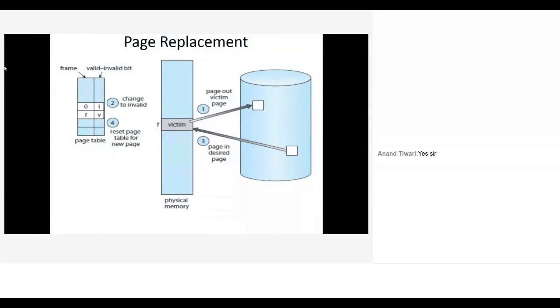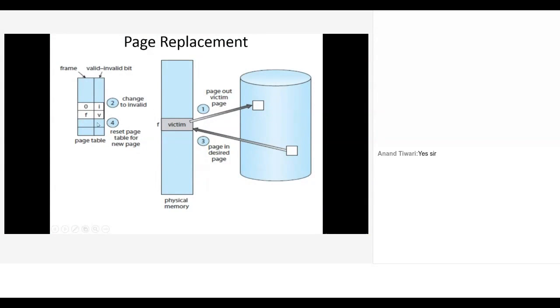Page replacement. What is page replacement? As you have seen, we have a page table in which we have frame numbers, and here we have page numbers that we have not shown, and then we have added one more column, that is the valid and invalid bit. Valid means whether that frame is there in the physical memory or not.